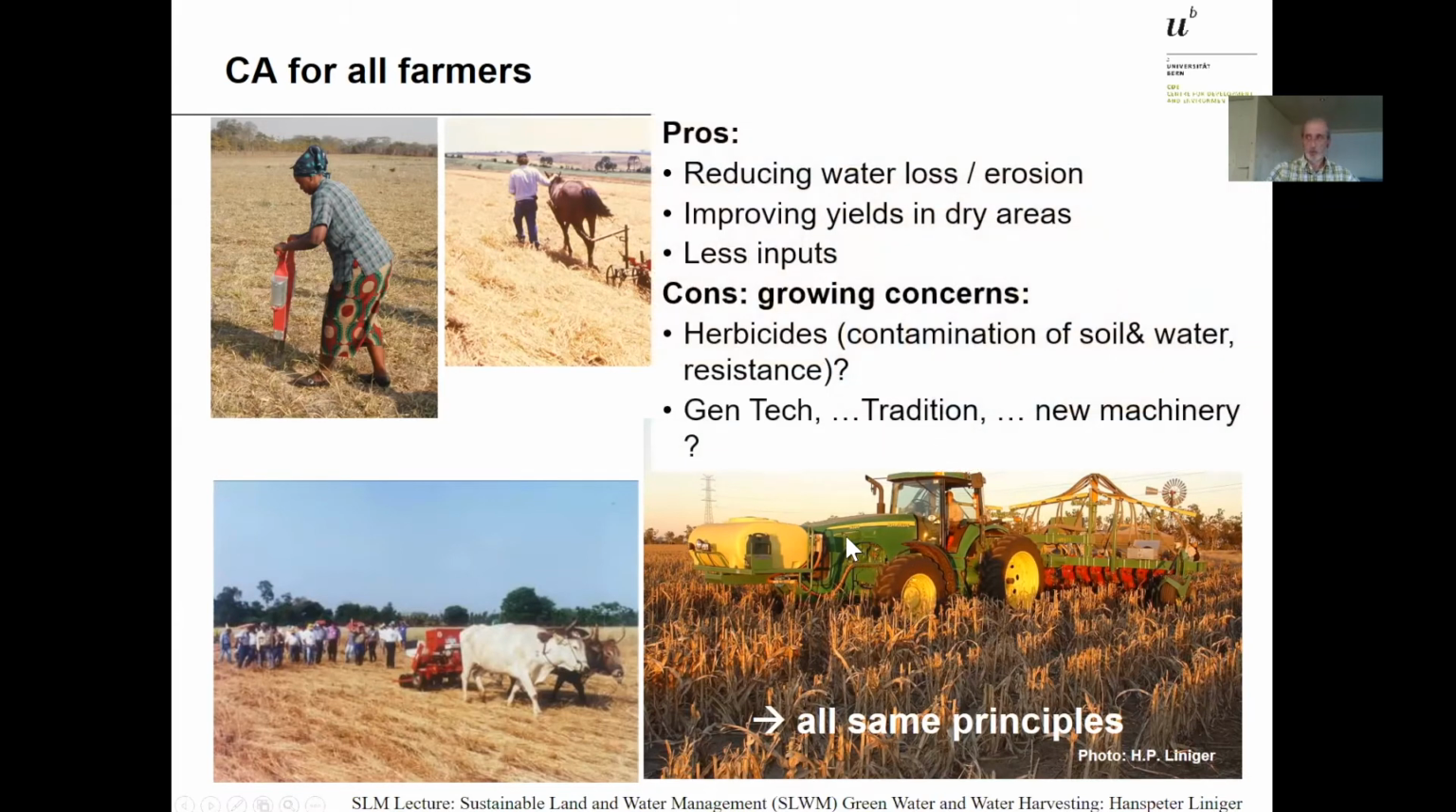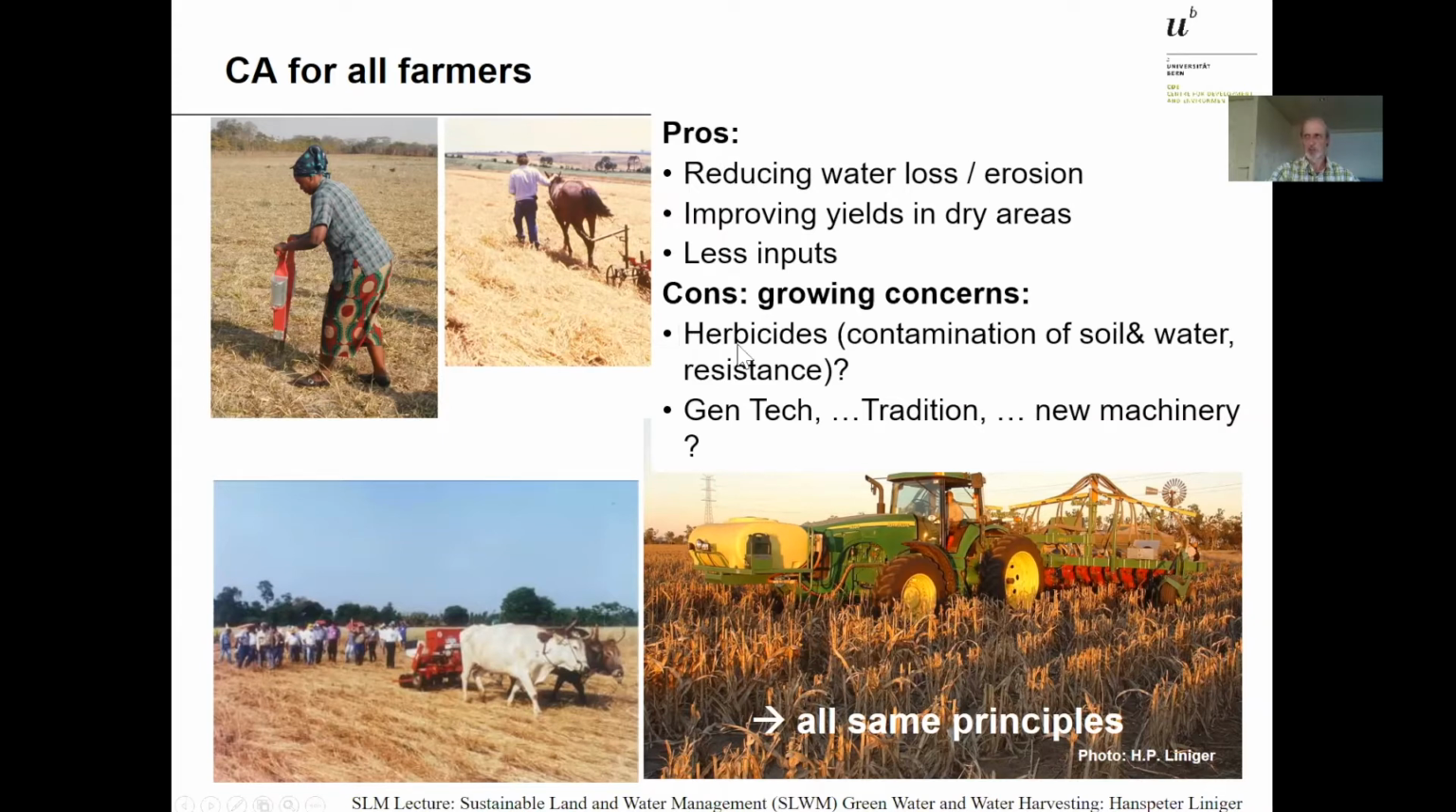Now, what are the pros? I point them out. We reduce water loss by surface runoff, also reduce erosion, improve the yields in dry areas because you reduce the evaporation loss as well. And actually, it needs less work than the conventional land preparation.